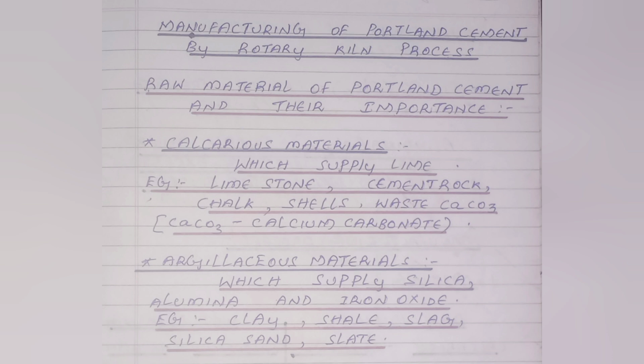Raw material of Portland cement and their importance. Calcareous materials, which supply lime. Example, limestone, cement rock, chalk, shells, waste calcium carbonate. CaCO3 represents calcium carbonate. Argillaceous materials, which supply silica, alumina and iron oxide. Example, clay, shale, slag, silica sand, slate.